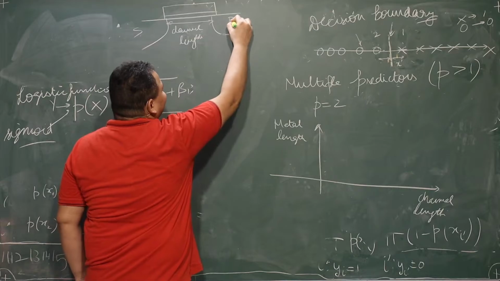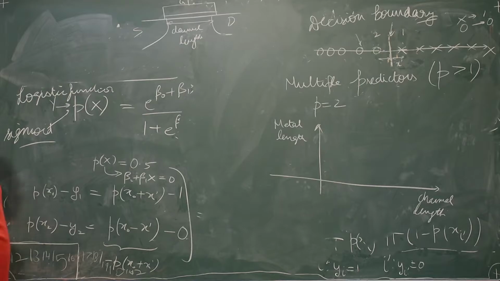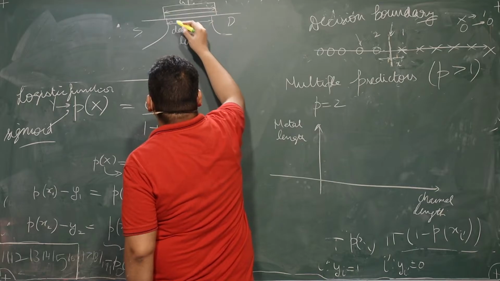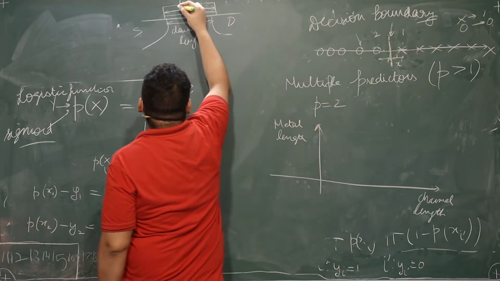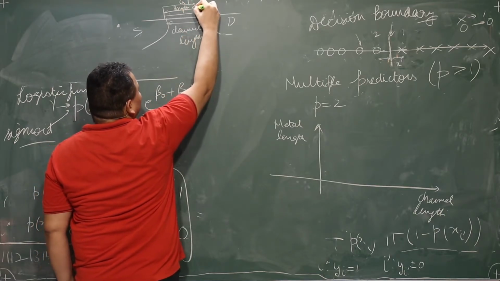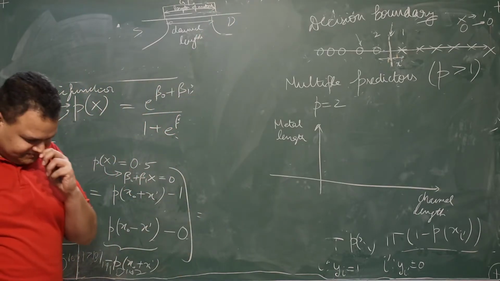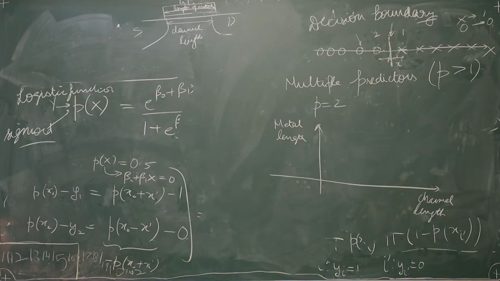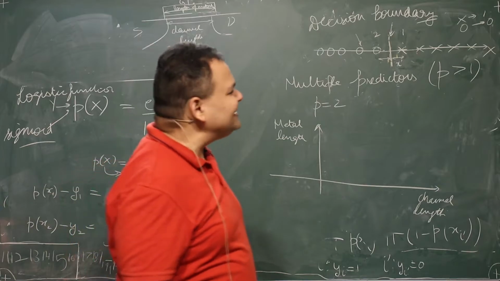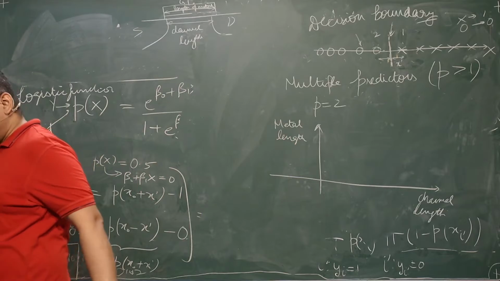This is your source, drain. This is your gate. This is the channel length, and this will be the length of your metal. Let me call this the length of metal. This is metal oxide semiconductor. Now let me ask you, if the length of the metal is smaller than the length of the channel, will it work well as a MOSFET?